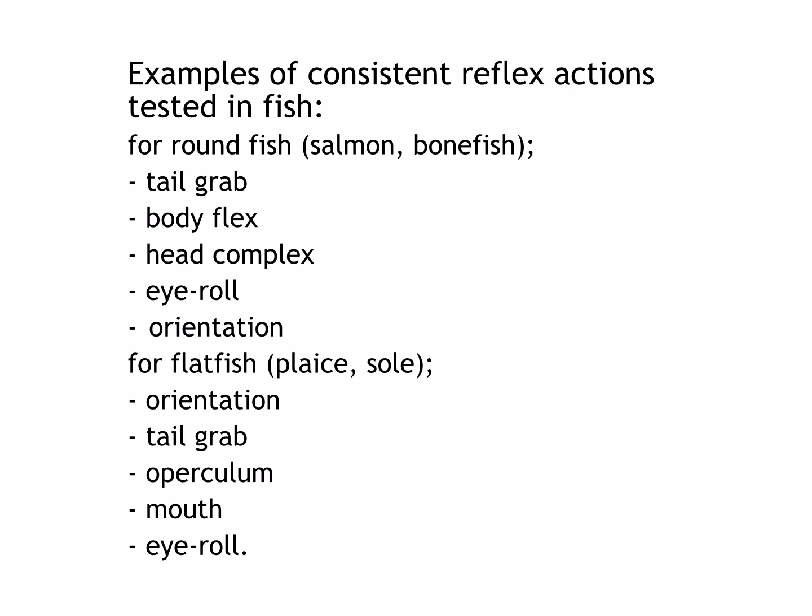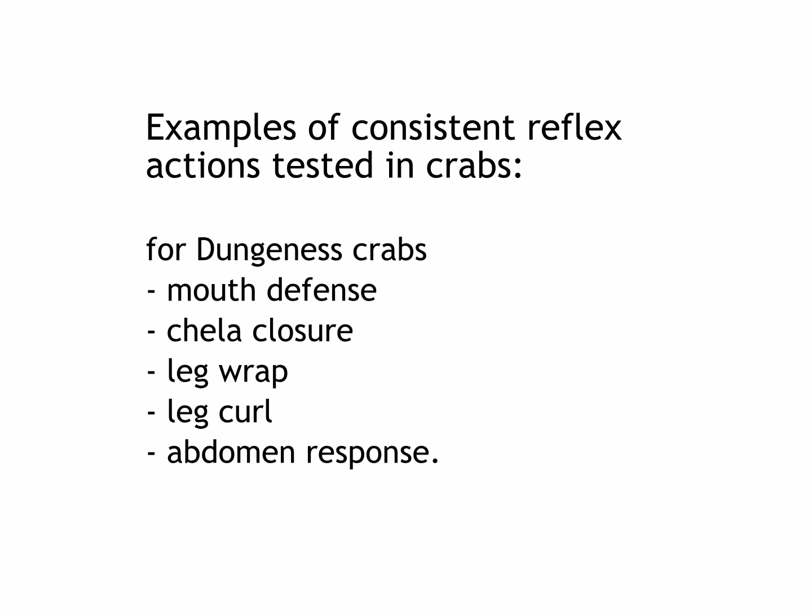Examples of consistent reflex actions tested in fish. For round fish, tail grab, body flex, head complex, eye roll, orientation. For flatfish, orientation, tail grab, operculum, mouth, eye roll. Examples of consistent reflex actions tested in crabs. For Dungeness crabs, mouth defense, chela closure, leg wrap, leg curl, abdomen response.